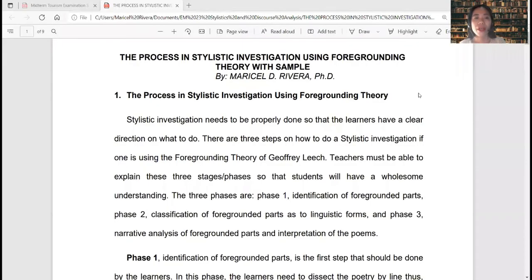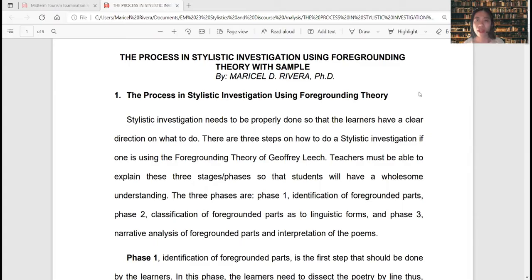Foregrounding theory was already discussed in the video lectures that I made, specifically in Unit 2, and a portion of it was also tackled in Unit 1. So at this point, allow me to share my screen to everyone. So here it is. Okay, now the material that I posted to you, this is the process in stylistic investigation using foregrounding theory, and in this case, I will also be giving a sample.